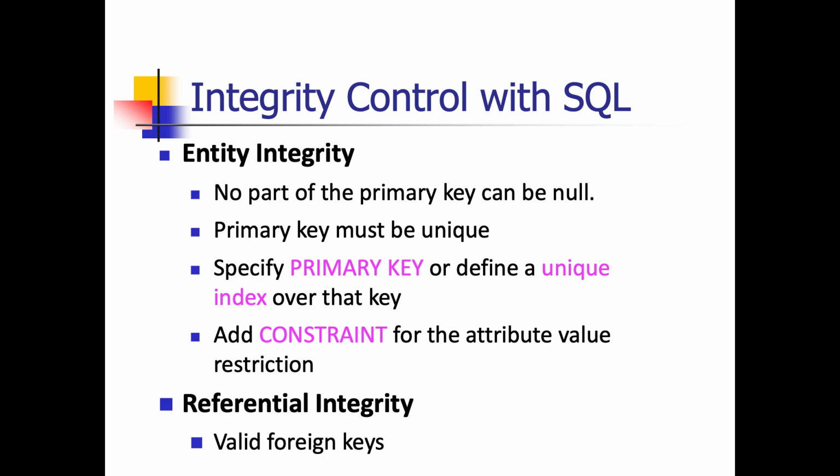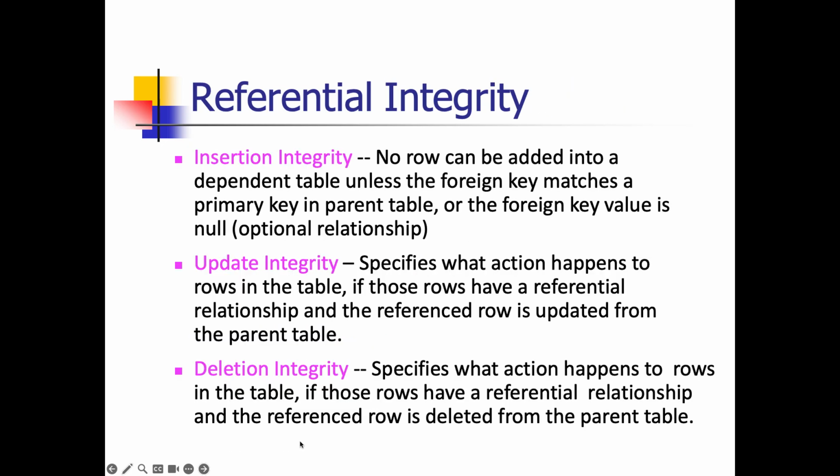So we have entity integrity, which means that no part of the primary key can be null. If you have a primary key, it should not be null, okay? So that's the first thing. And second, the primary key should be unique, right? Third, specify the primary key or define a unique index over that key. So you either have that or a unique index. And add a constraint for the attribute value restriction. Forget about this part for now, we'll explain it later. And referential integrity.